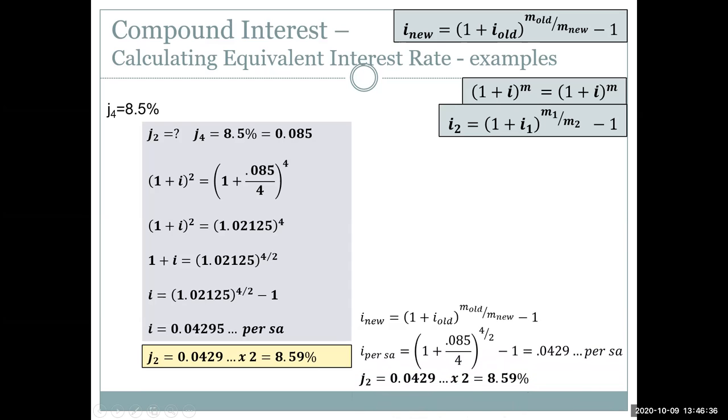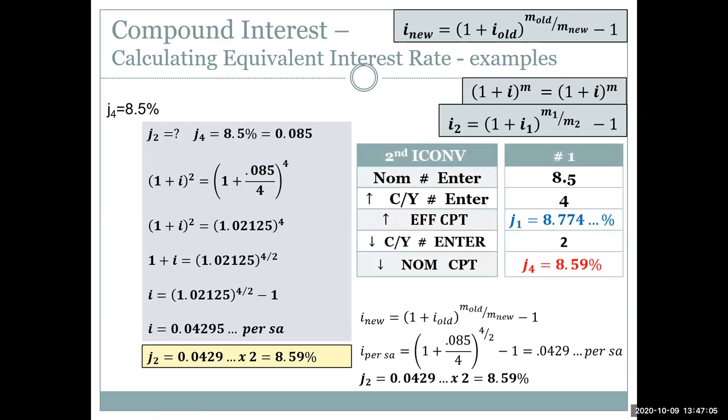We could use our formula, I2 or I new. So our I per semi-annual, because that's what we wanted, is 1 plus the 0.085 divided by 4, old compounding period 4, new compounding period 2, all that calculation, subtract 1. Again, we get the 0.0429 per semi-annual. To change it to the nominal rate, we need to multiply it by 2, and we get the 8.59. And again, we have our TVM.